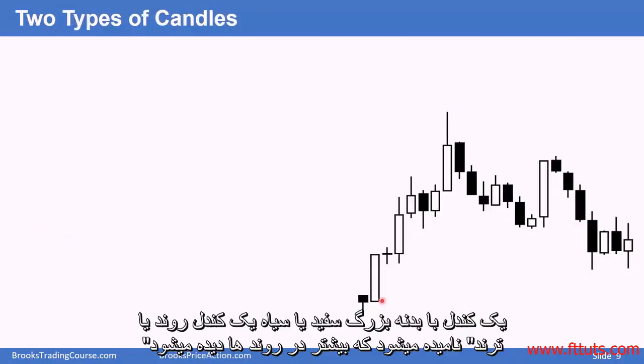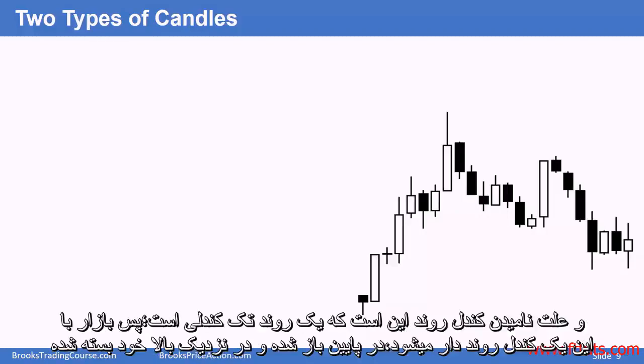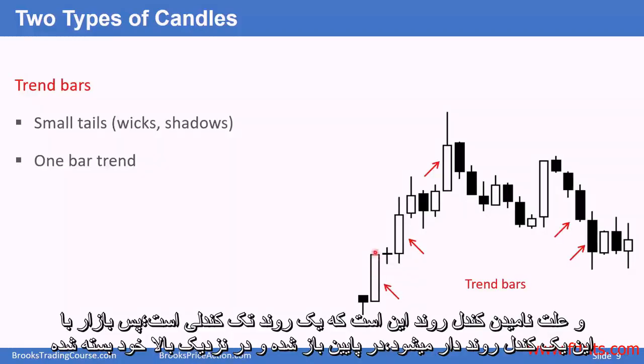A bar where there is either a big white box or a big black box is a trend bar. It occurs more commonly in trends. And I call it a trend bar because it's a 1-bar trend. So the market is trending up for this 1 bar. Open near its low, close near its high.